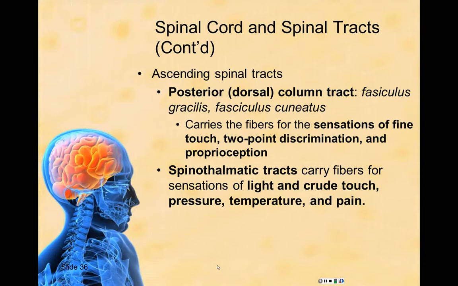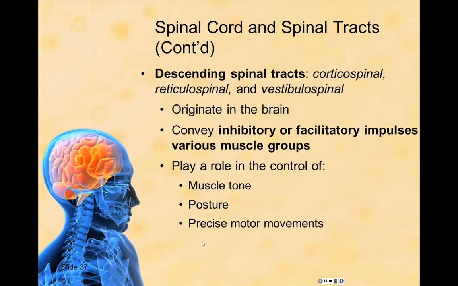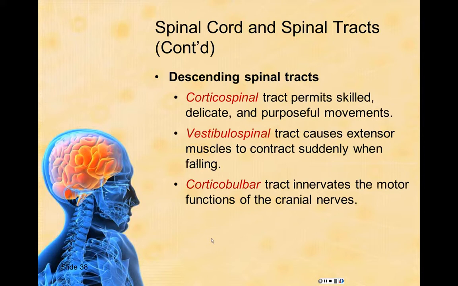These are your ascending tracts. The descending tracts, corticospinal, reticulospinal, and vestibulospinal, originate in the brain, convey inhibitory or facilitatory impulses to various muscle groups, and they play a role in the control of muscle tone, posture, and precise motor movements. Descending spinal tracts include corticospinal, vestibulospinal, and corticobulbar.